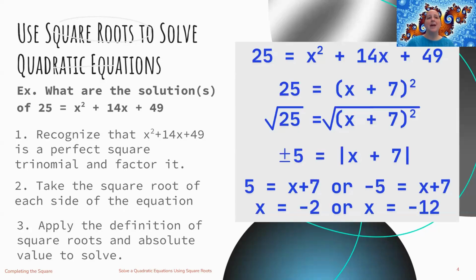I then use the definition of square roots and absolute values to solve this. So when I have absolute values, I have 5 equals x plus 7, or negative 5 equals x plus 7. So x would equal 2, or x would equal negative 12.